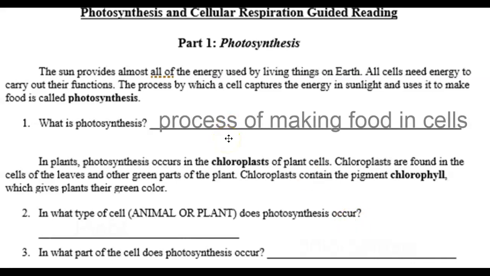Photosynthesis happens only in the green living things, plants and algae, not animals. Animals are not able to make their own food. What part of the cell is this happening in? This is happening in something called a chloroplast, which contains a green-colored pigment called chlorophyll.